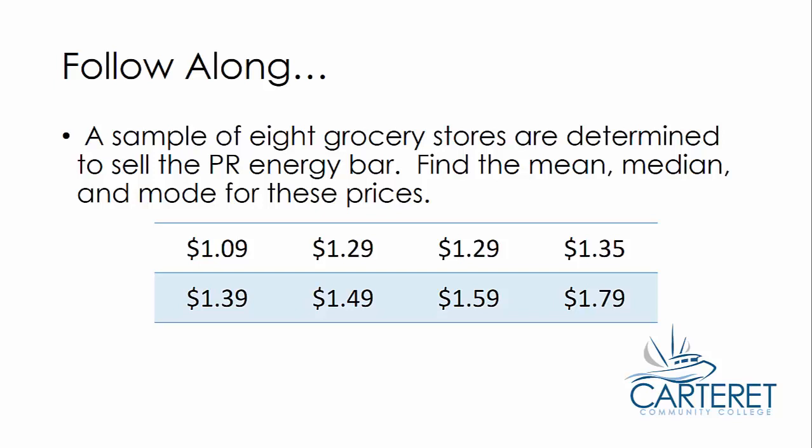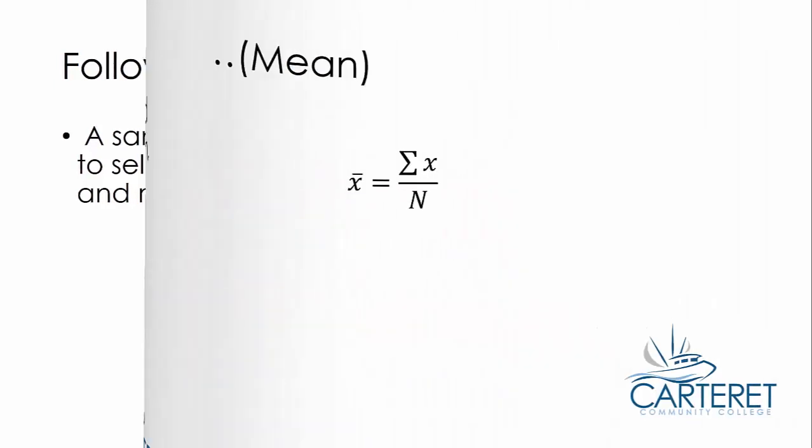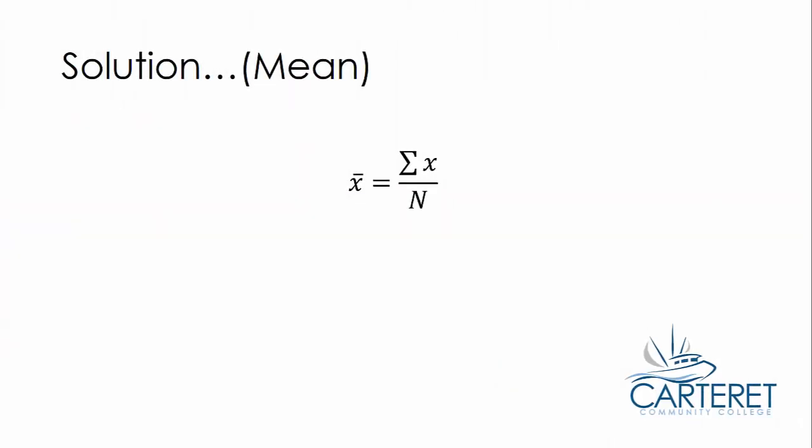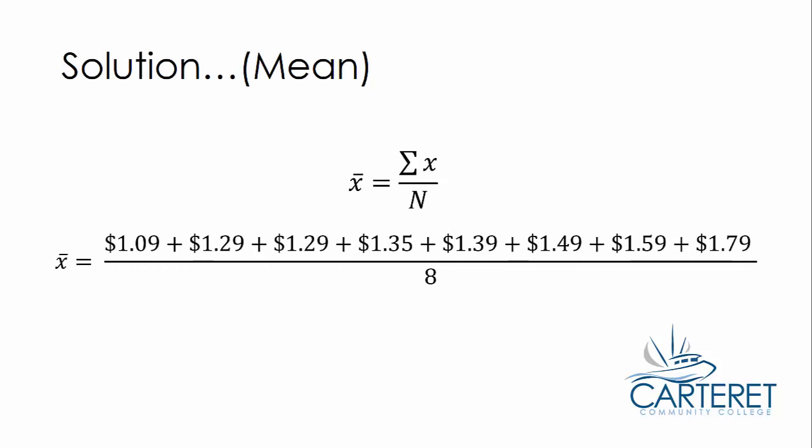Let's take a look at an example and calculate the mean, median, and mode for a given data set. A sample of 8 grocery stores are determined to sell the PR Energy Bar. Find the mean, median, and mode for these prices. The mean is calculated by summing up all the data values and dividing by the sample size. Adding up all the prices and dividing by the sample size of 8 leaves us with a sample mean of $1.41.